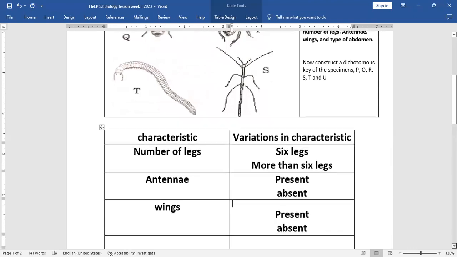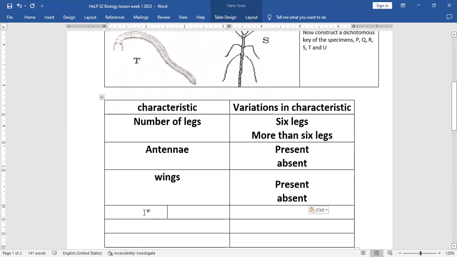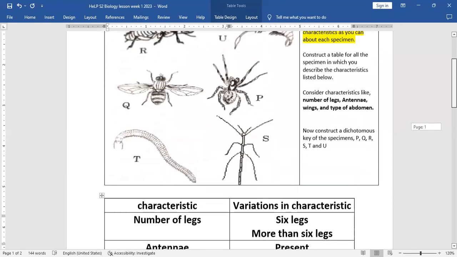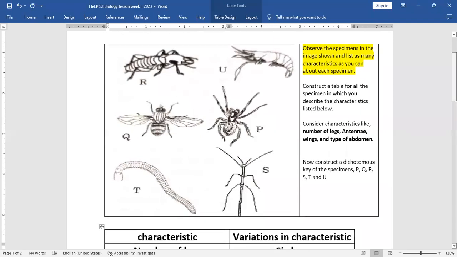Type of abdomen. Many of you did not talk about it. Okay. Someone is talking of long abdomen. Long is one dimension. Can you talk about it in two ways? Long and what? Long and short. Broad and narrow. Okay. Broad and narrow.